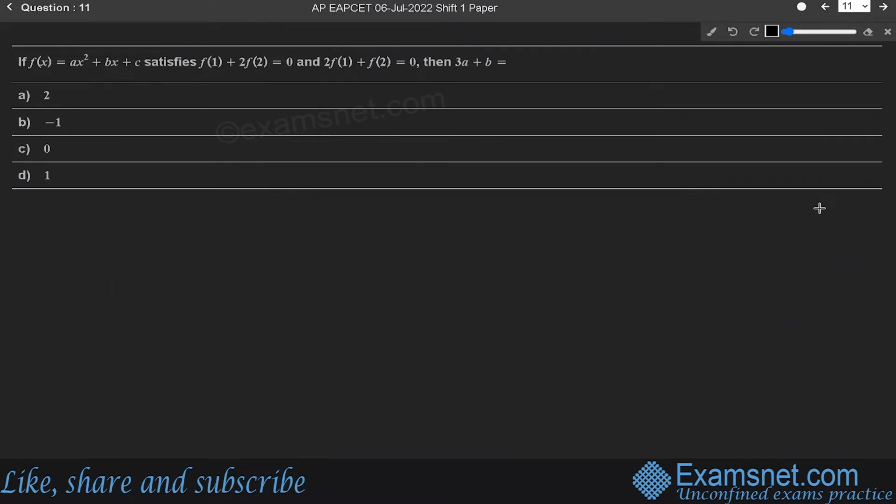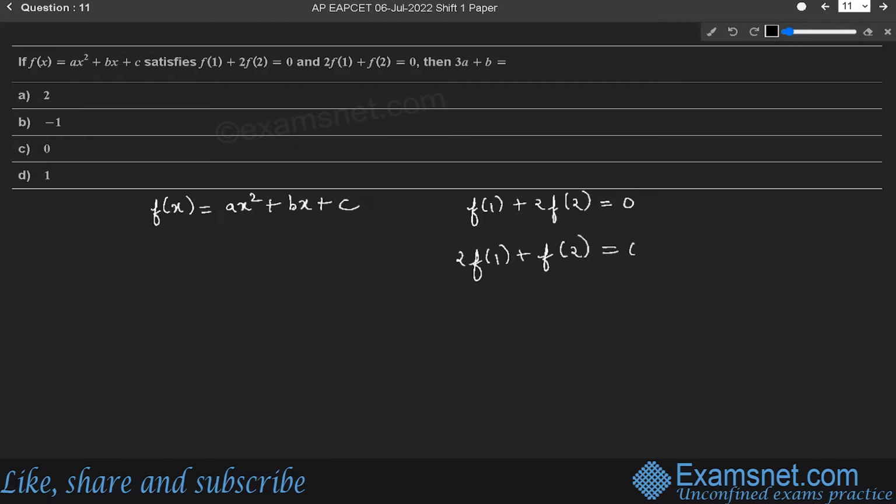Next question is a little bit different question. If f of x is equal to ax square plus bx plus c satisfies f of 1 plus 2f of 2 is equal to 0, and 2f of 1 plus f of 2 is equal to 0, then 3a plus b is equal to. So consider this as equation 1 and consider this as equation number 2.